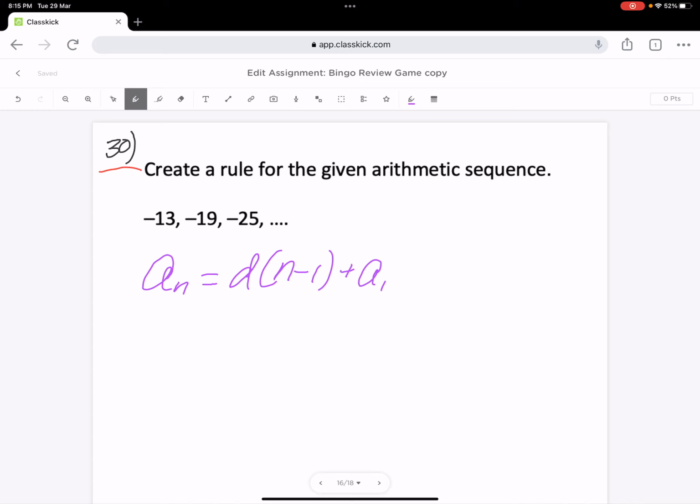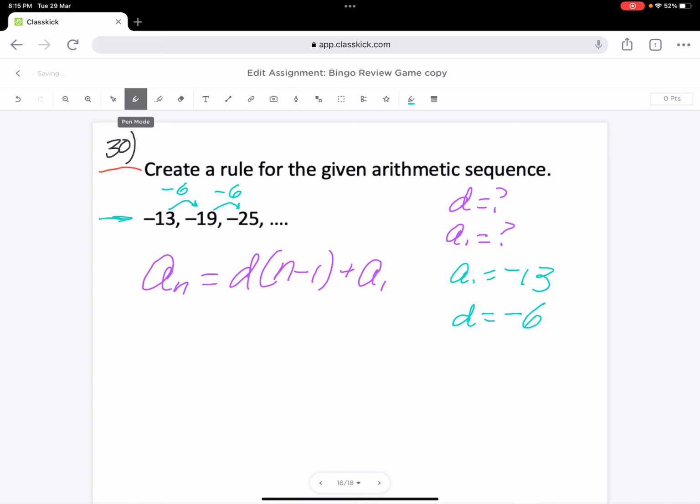In order to find this rule, we need to figure out what d equals and what a sub 1 equals. Well, a sub 1 is easy for us to find because it's simply our starting number. So a sub 1 in this example is -13. When we're doing our difference, to go from -13 to -19, I am subtracting 6. To go from -19 to -25, I am subtracting 6. So my difference is equal to -6.